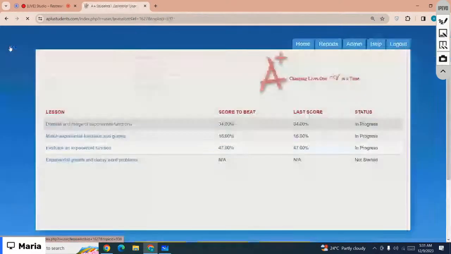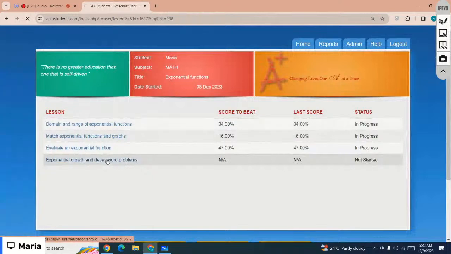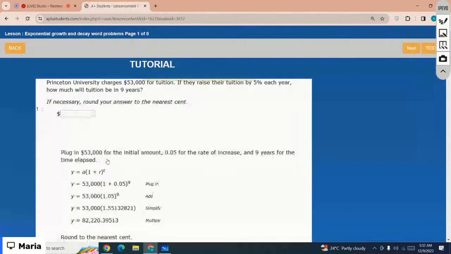The next lesson is exponential growth and decay word problems. Princeton University charges 53,000 for tuition. If they raise their fee by 5% each year, how much will the tuition fee be in 9 years? So basically the initial amount is 53,000, right? The fee starts from 53,000 and every year it is increased by 5%. That is the rate of increase, 5%. So 5 over 100 is 0.05.